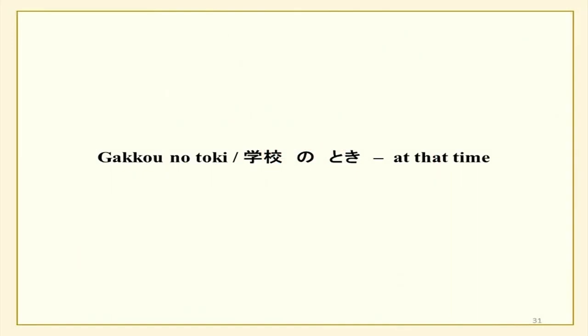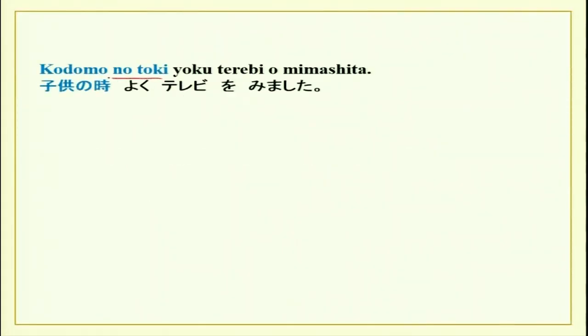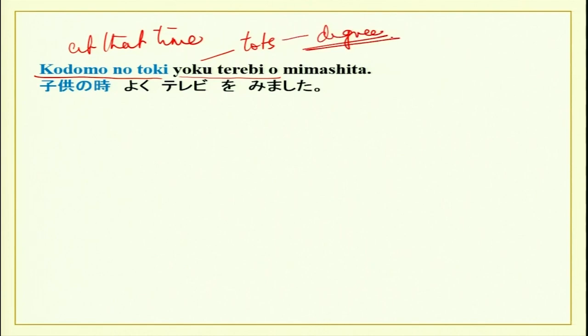So now there is this expression in one of our sentences, gakko no toki, which roughly corresponds to at that particular time. So the time is shown by the noun mentioned in the sentence. How is that done? Let us see. Kodomo no toki. So when I was a child, at the time when I was a child. Yoku terebi o mimashita. At that time. Yoku is lots again, but it refers to degree. It is something that cannot be counted.